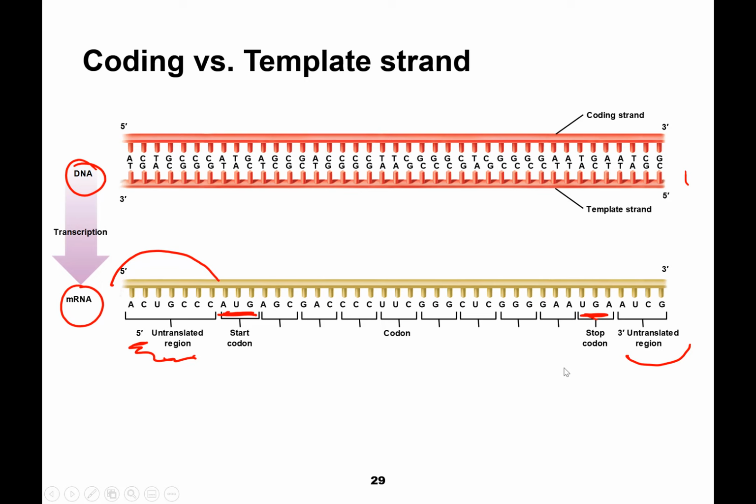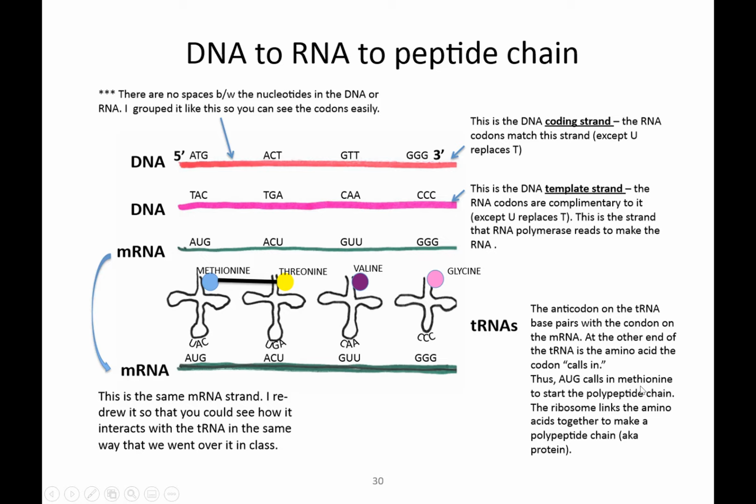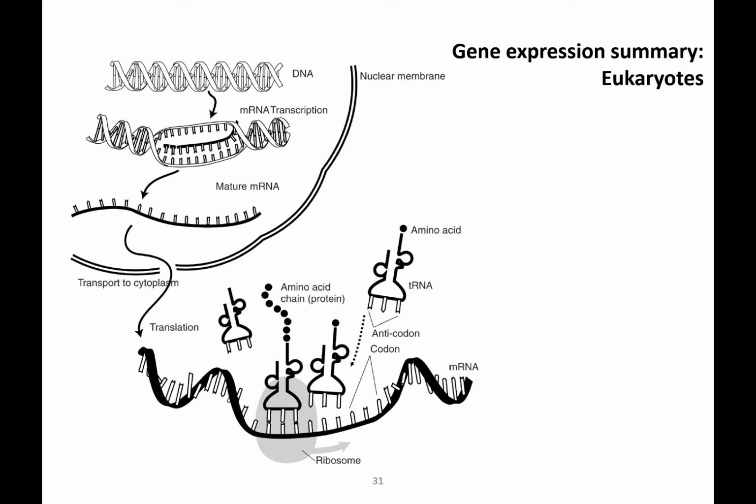This is just a diagram trying to get you to see the connections between the coding strand, the template strand, the mRNA, and the tRNAs. Okay? So here's all your anticodons. Your mRNA codons. This is a nice little summary.